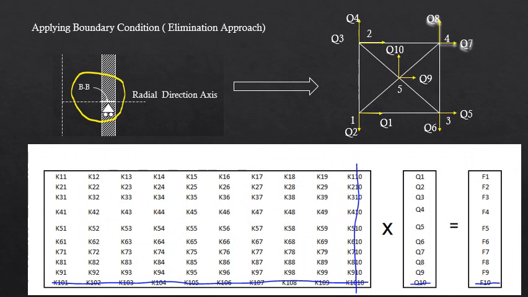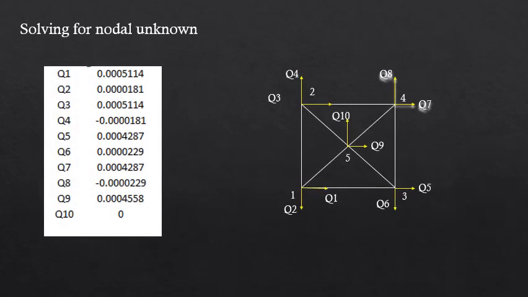It can be seen that, due to roller support on edge BB, the vertical movement of node 5 is blocked. Therefore, by elimination approach, we will cancel rows and columns corresponding to 10th degree of freedom. Upon solving the matrix equation, we get the nodal displacement values as shown here. It is interesting to note and compare the magnitudes and signs of nodal displacements. Just see the effect of symmetric boundary condition here.